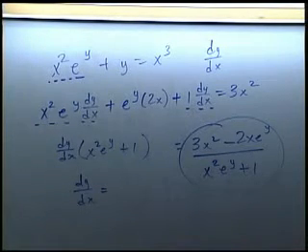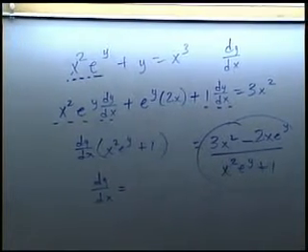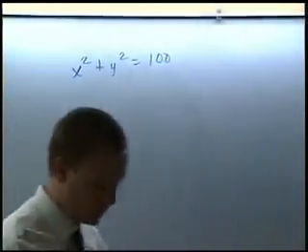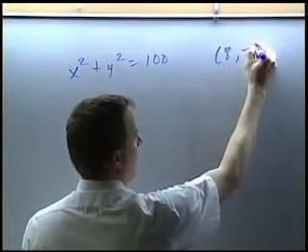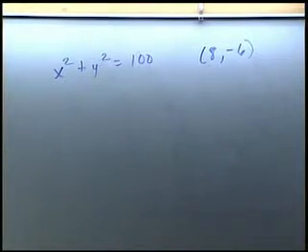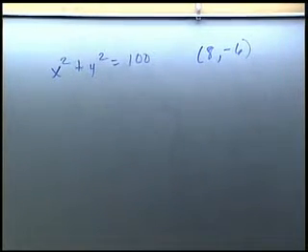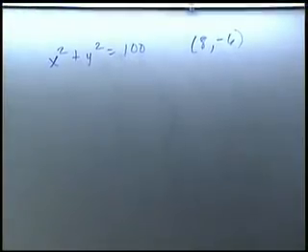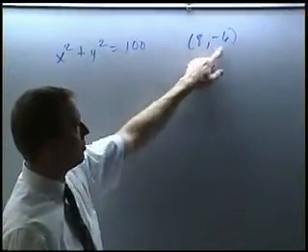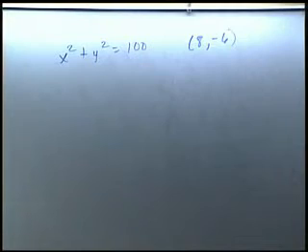All right, next example. Let's see, which one do I have here? X squared plus y squared equals 100. Not a difficult problem to do, but now we're going to take one more step up, is we're going to write the equation of the tangent line that goes through the point 8, negative 6.